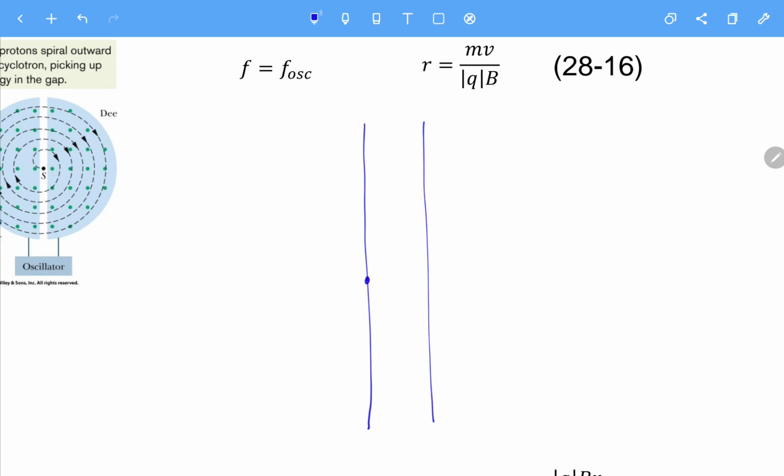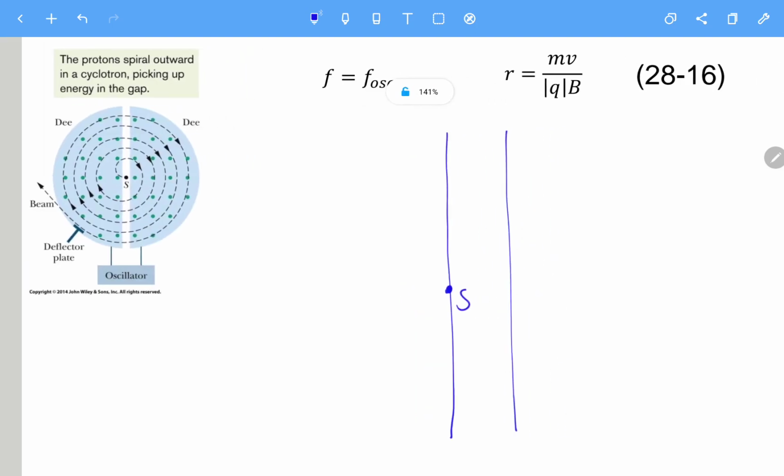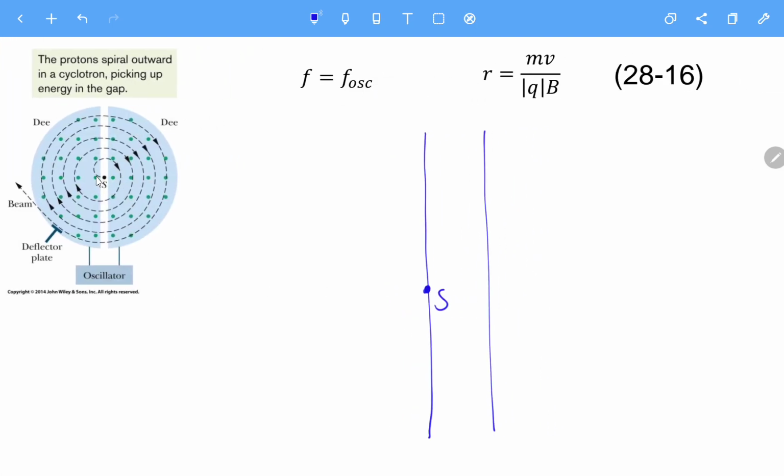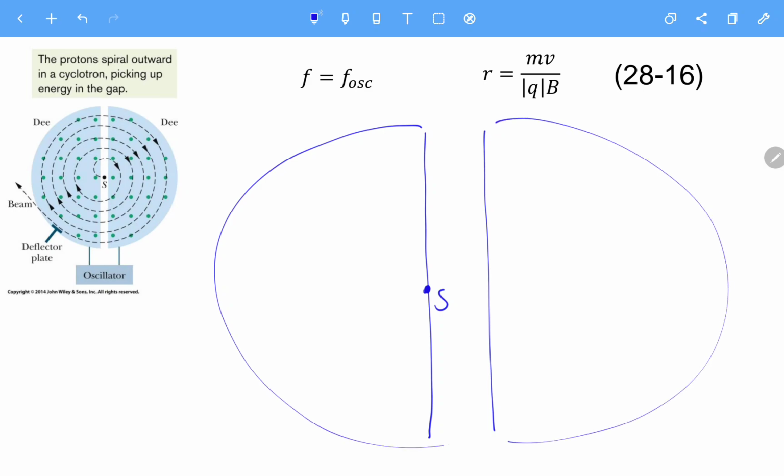Suppose this is a source. And then there is some B field pointing out of the page, of course, within this semicircle area, in this area and this area, not in the gap. In the gap there's no B field. So in this area we have the B field pointing out of the page.